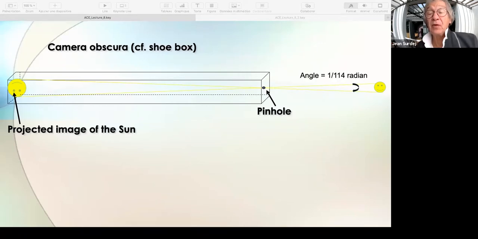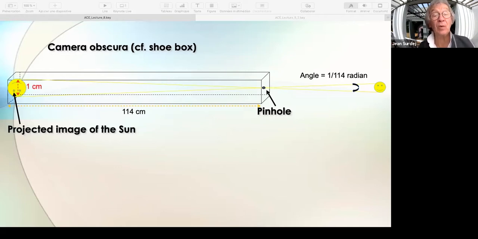The units are radian, which means that if you'd like to hide the sun with your finger, and the size of your finger is 1 centimeter, you should put your finger at a distance of 114 centimeters from your eye to totally obscure the sun. Now you see here on the left side of the image the projected image of the sun, inverted. And if the length of your box is 114 centimeters, and I ask you what is the diameter of the projected image? Well, it would be exactly 1 centimeter.